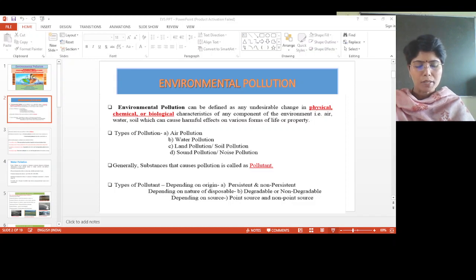Household sources. Toxic chemicals are released into the air from household cleaners and paints. The smell coming from freshly painted walls is the smell of chemicals present in paints. It not only pollutes the air but also affects breathing.